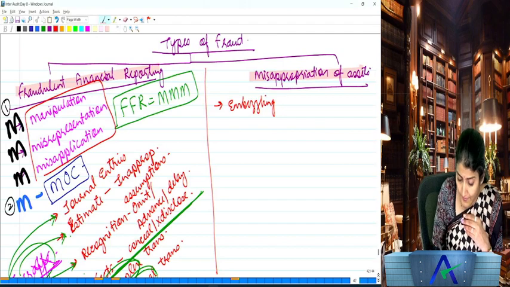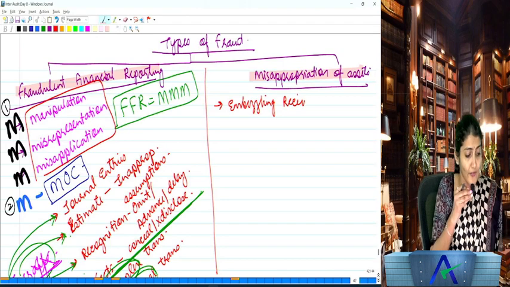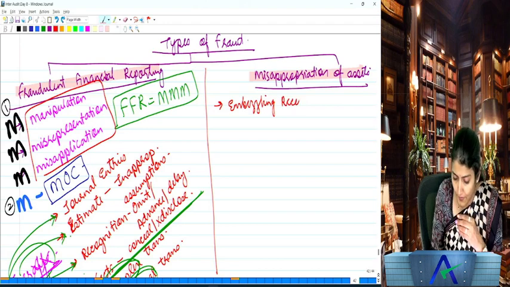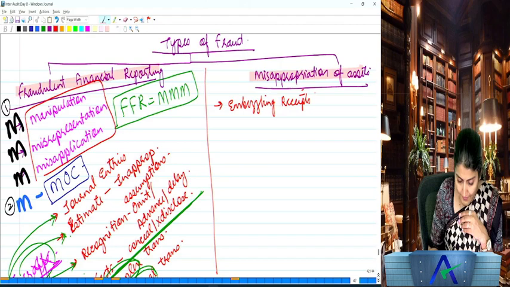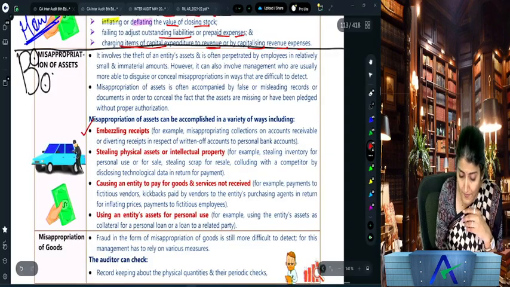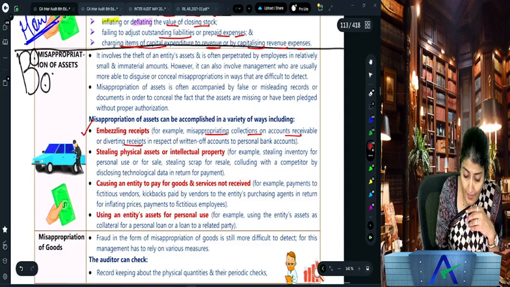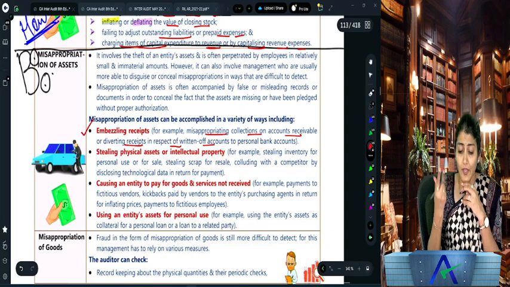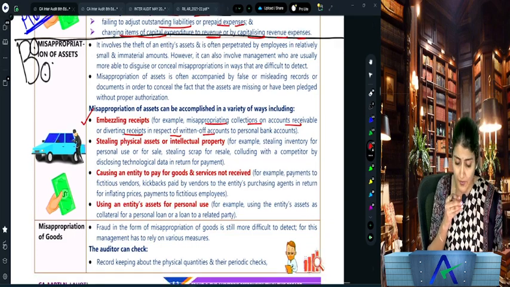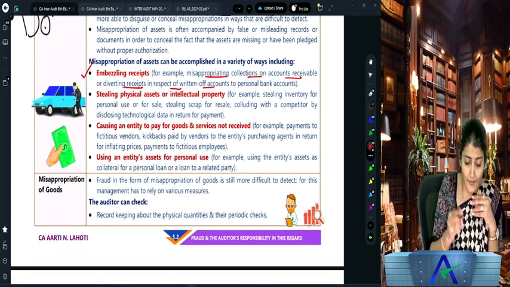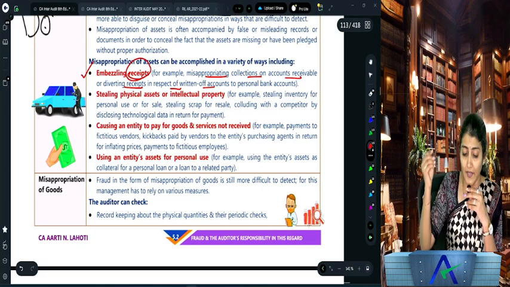Embezzling the receipts. Embezzle means misappropriating, right? What? The receipts of the company, right? So embezzling the receipts of the company. What you are doing? Debtor has paid the money, but you are misappropriating the collections on the accounts receivable, or you are diverting the receipts to the personal bank accounts, right? So one, you are misappropriating the receipts.